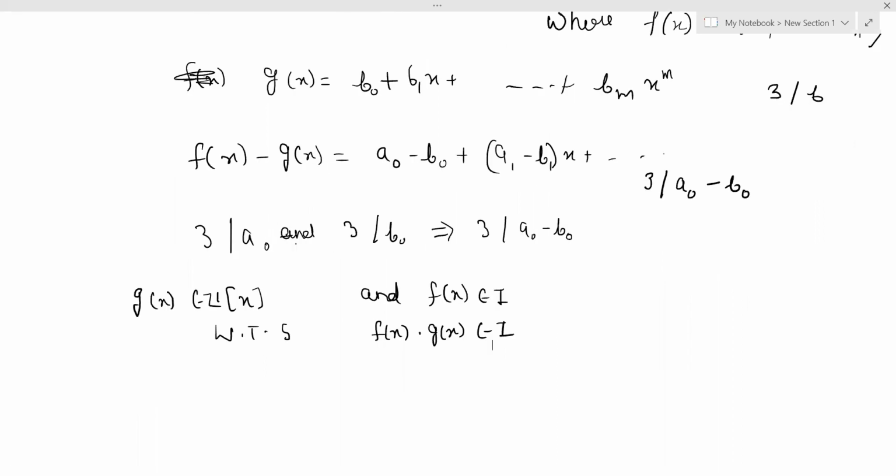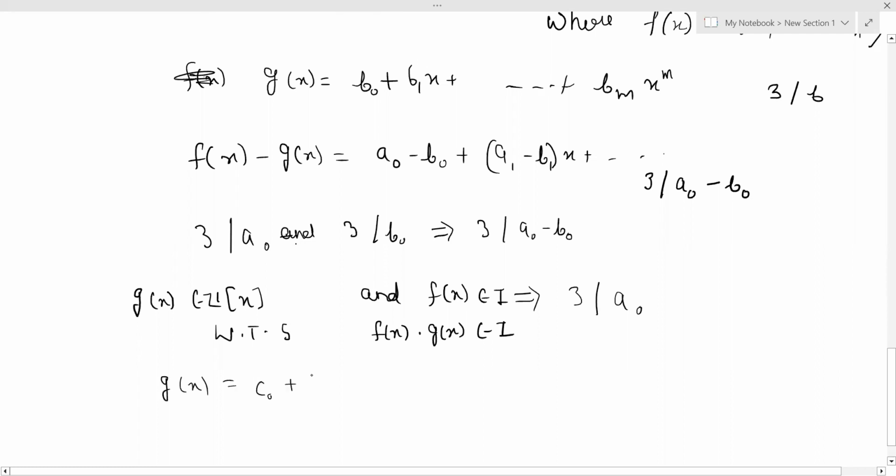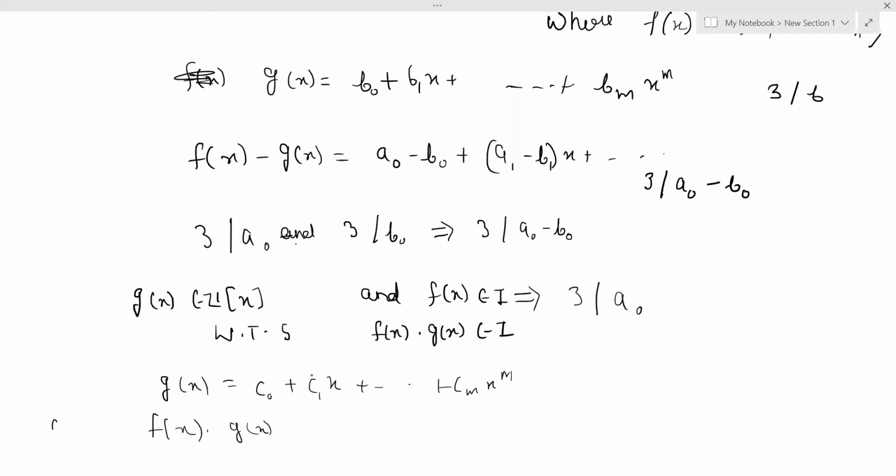So how will we show this? Since f(x) belongs to I, this implies that 3 divides a naught, and suppose this polynomial g(x) is of the form c naught plus c1 x plus so on up to cm x to the power m. Now see how you multiply f(x) times g(x). We just want to deal with the constant term, so let me write only the constant term. What is the constant term of f(x) times g(x)? A naught c naught.